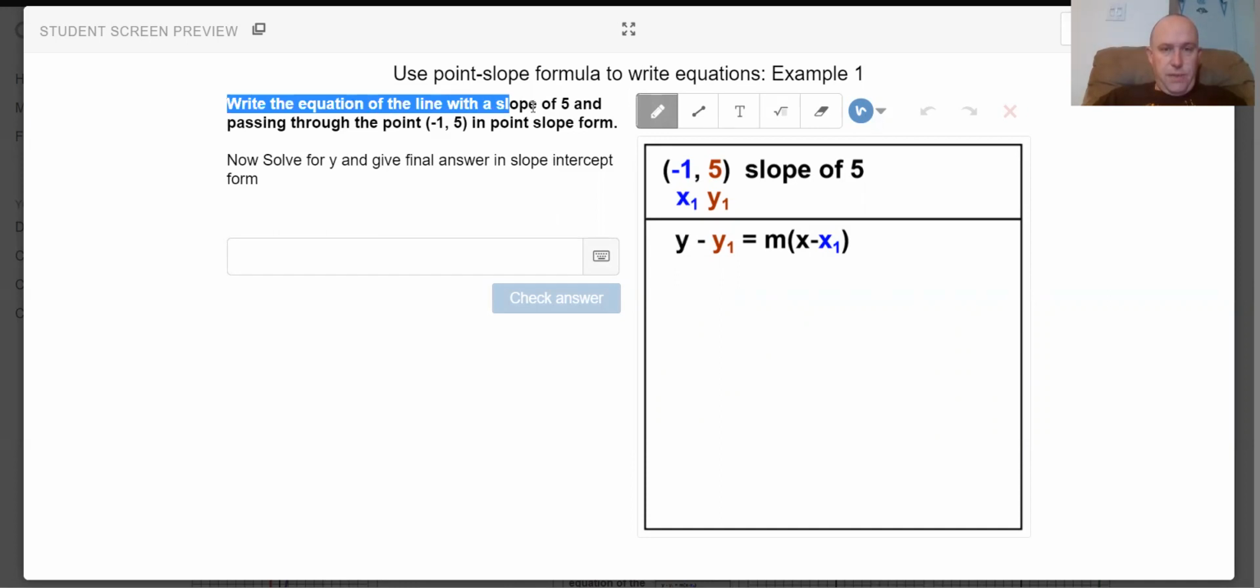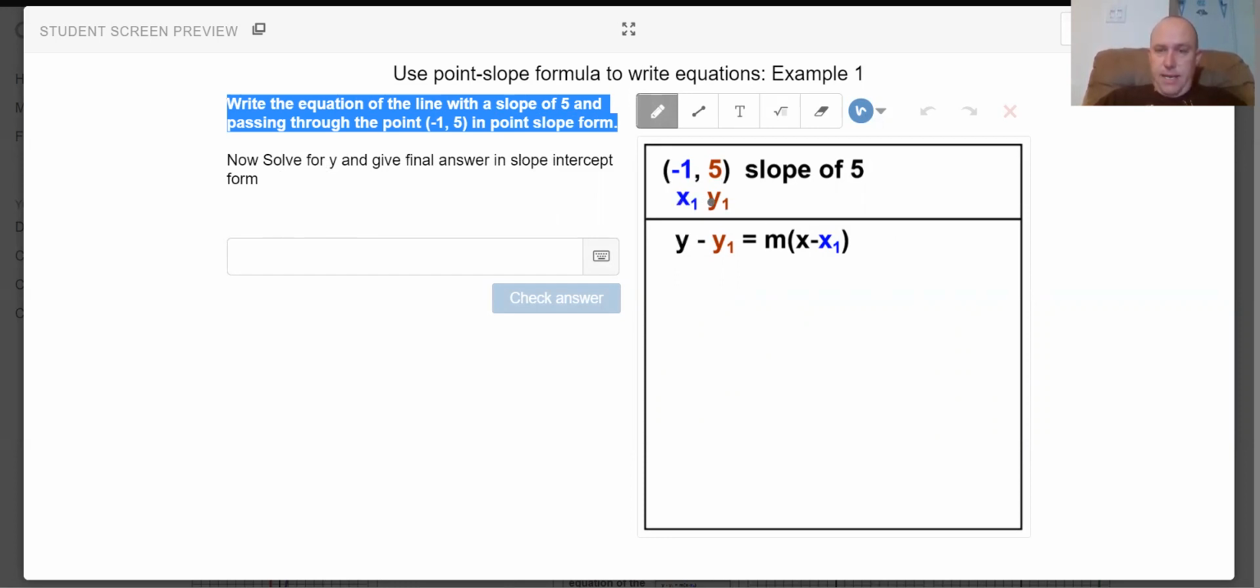So write the equation of the line with a slope of 5 and passing through the point -1, 5 in point slope form. And then we're going to solve for y and give you a final answer in slope intercept form. So this is a summary of the question. And as I only have one coordinate this time, I've just labeled it x1 and y1. There's that formula we saw on the previous slide. And I've color-coded this just to make this a little easier as we're substituting in.